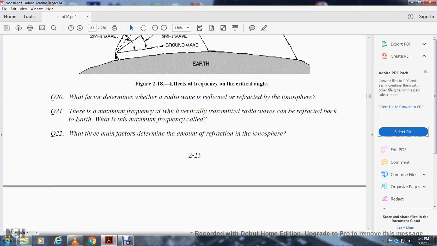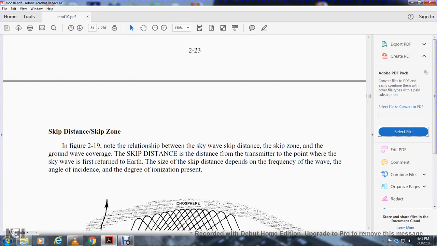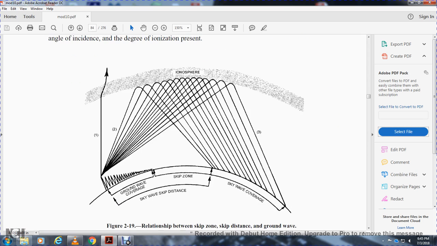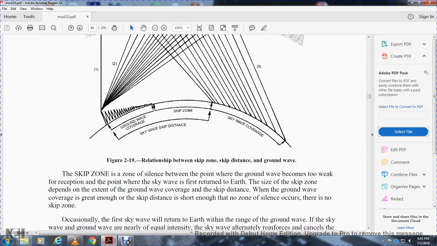Figure 219 shows the ground wave and also the skip distance and skip zone. Note the relationship between the sky wave and skip distance. The skip distance is the distance from the transmitter to the point where the sky wave is first returned to Earth. The size of the skip distance depends on the frequency of the wave, the angle of incidence, and the degree of ionization present. The figure shows the ground wave coverage, sky wave, skip distance, skip zone, ionosphere, and sky wave coverage.